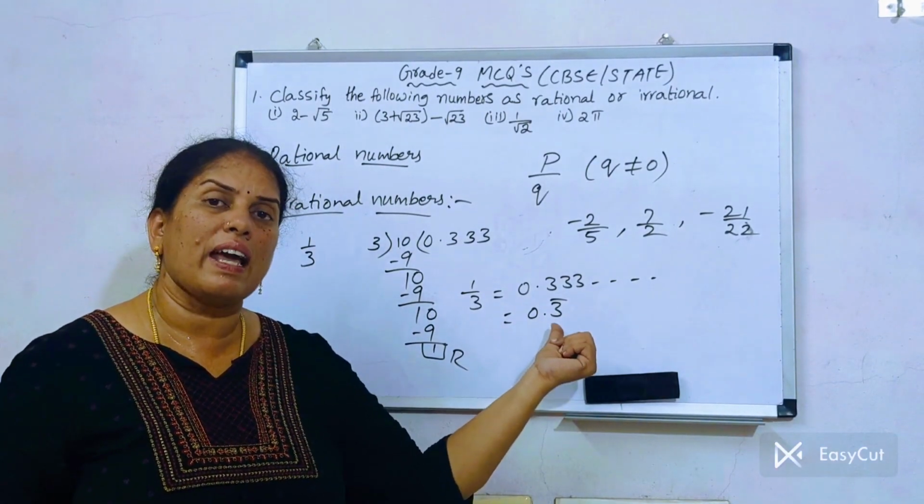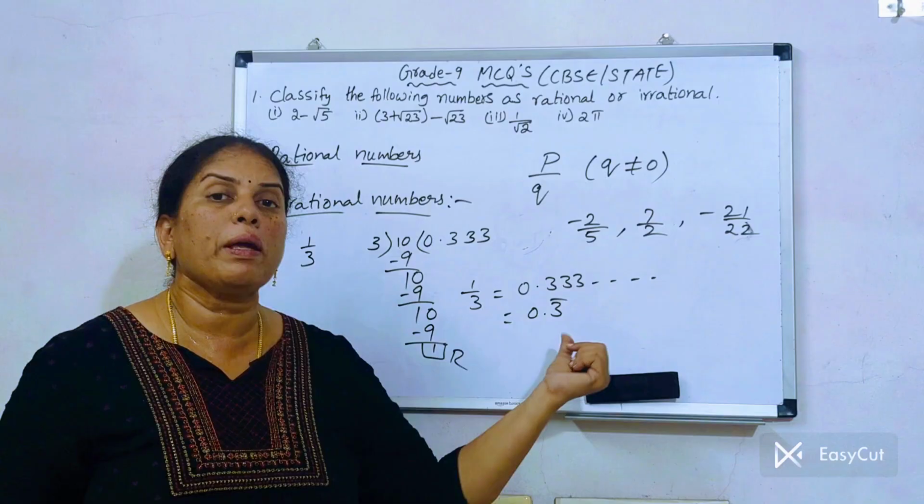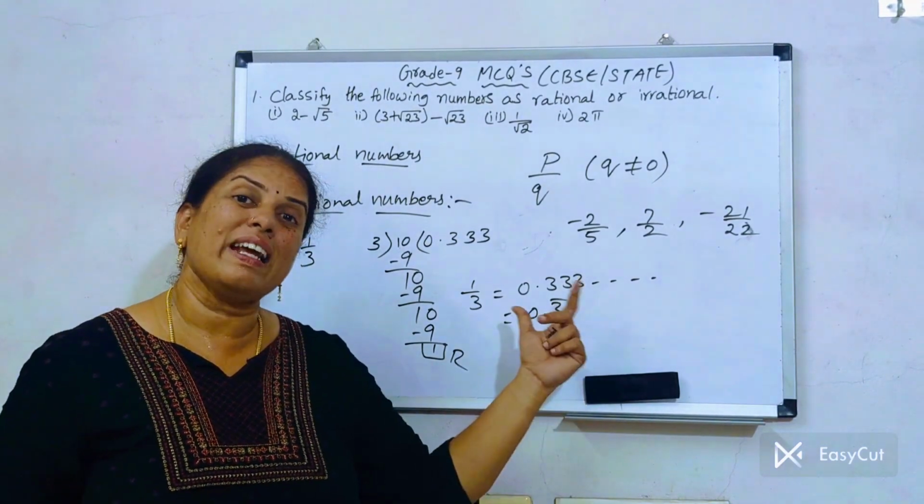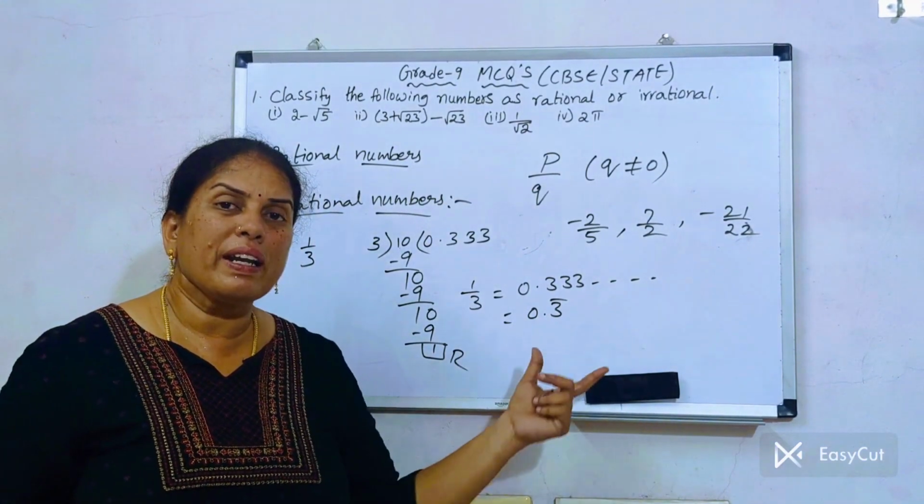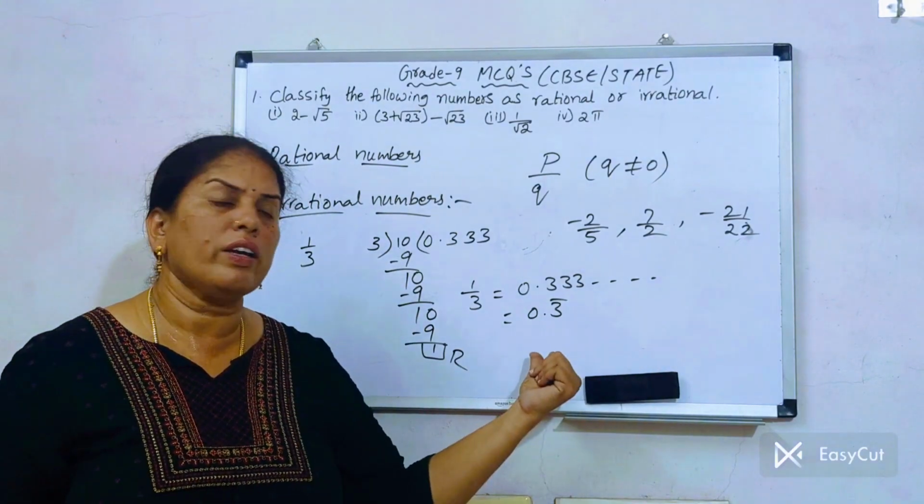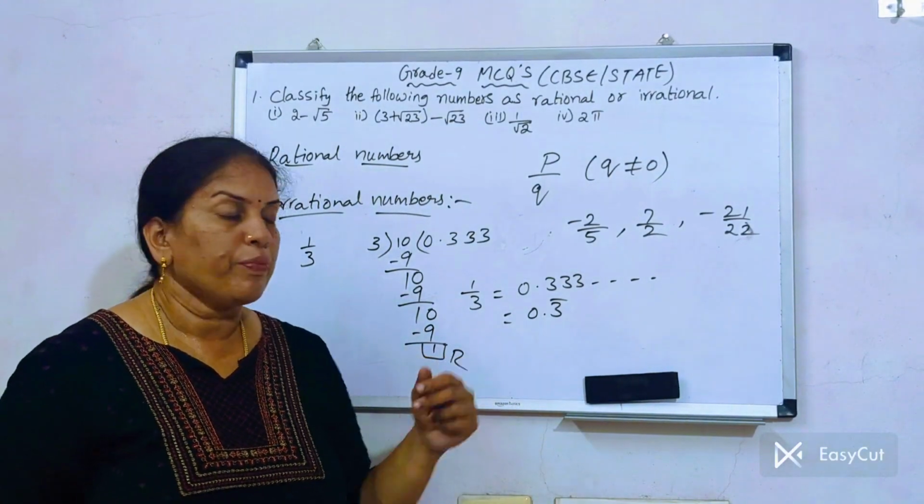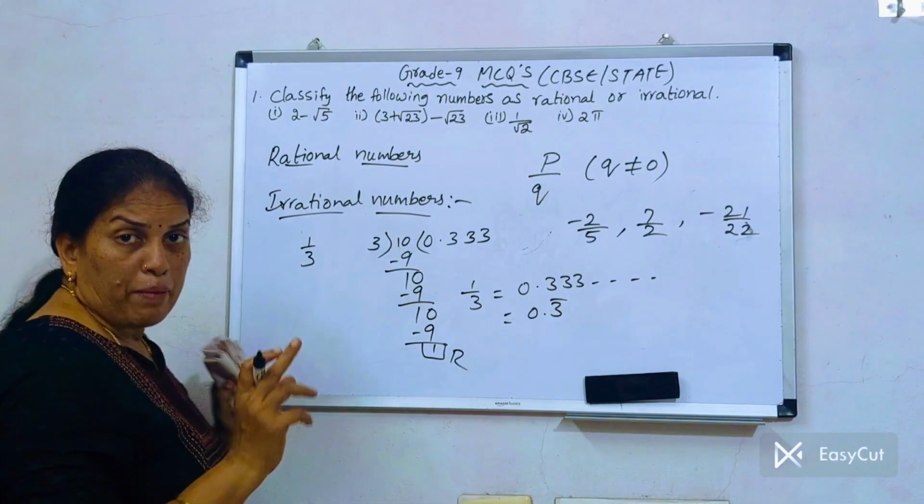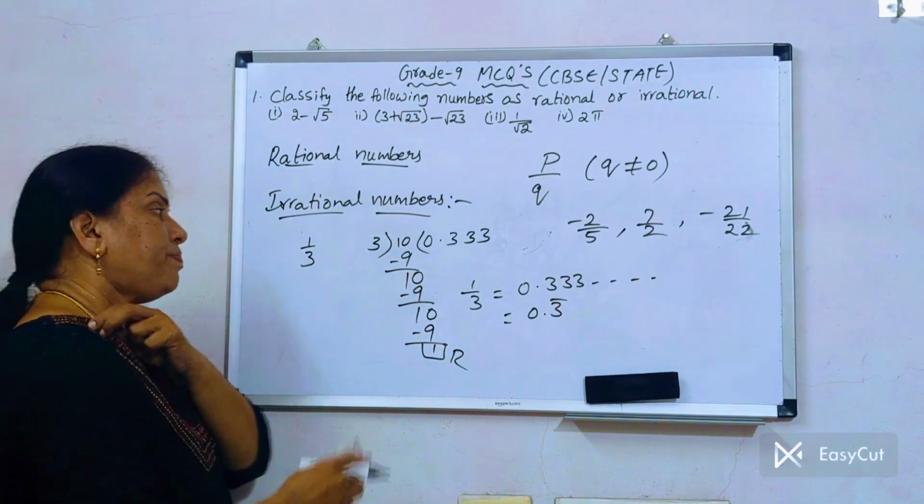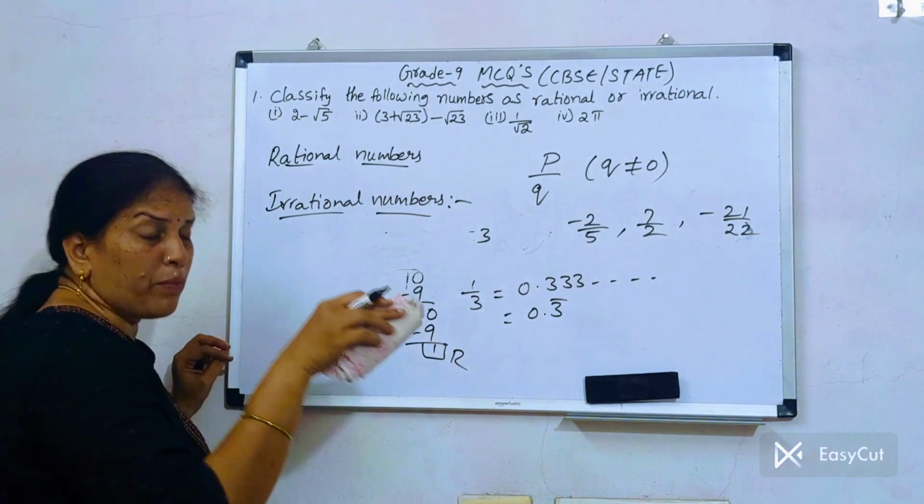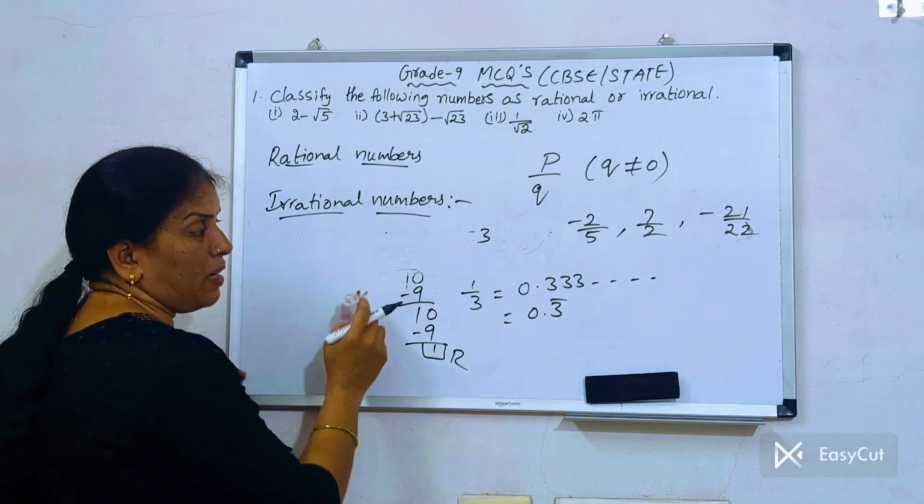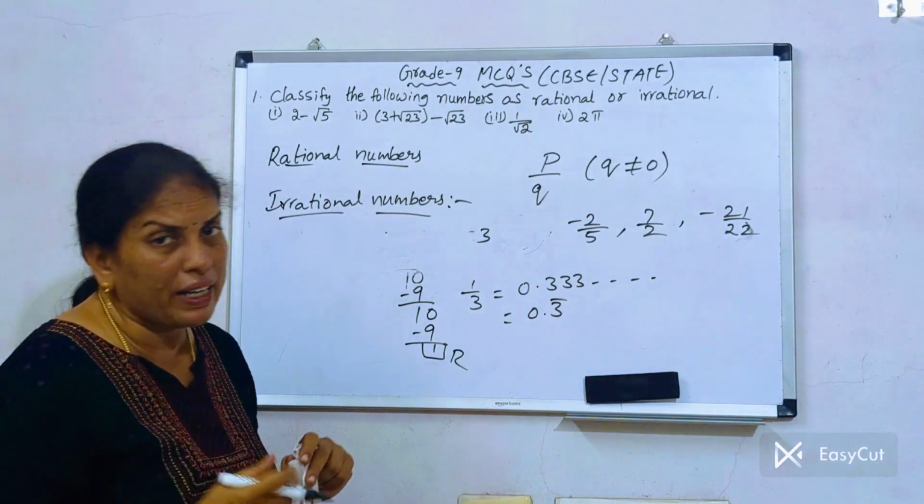Repeating decimals can be written in the form of P by Q. These are all rational numbers only. Repeating decimals are rational numbers. Already you have the proof. So I am explaining what rational numbers are. I will take one more example. The number which is repeating is called a repeating decimal.